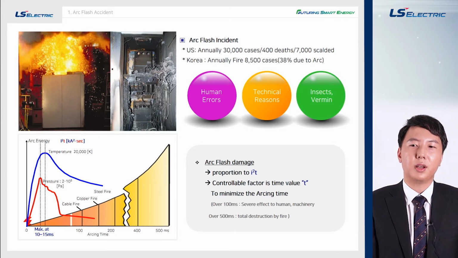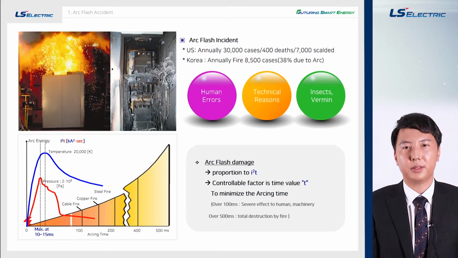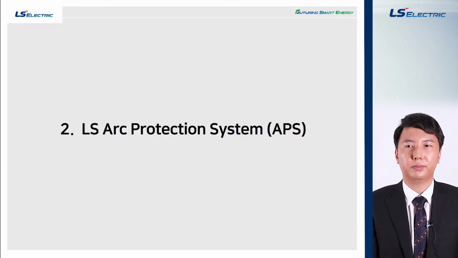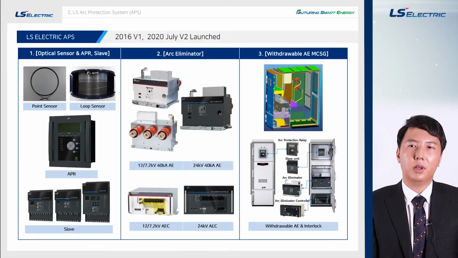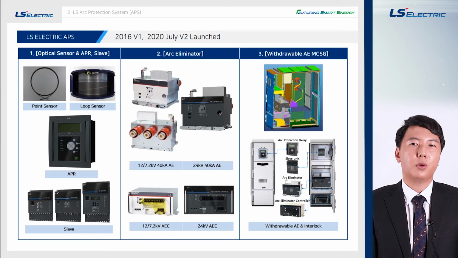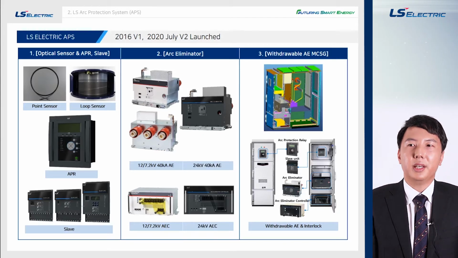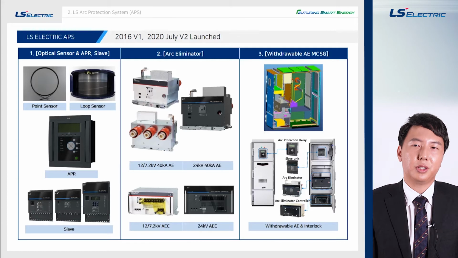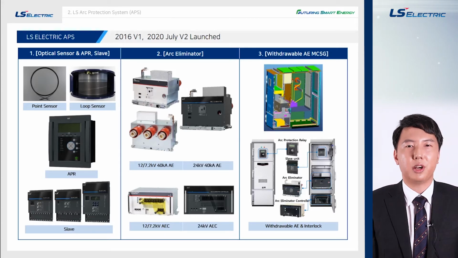LS Electric is the only company in Korea that successfully developed a world-class APS that can compete with other major players in the market. The image in the slide shows our range of APS products. After 3 years of research and development, most of the core technologies were self-developed. Ever since the V1 product was launched, it has been applied to various projects. To fulfill the growing demand in the global market, we have recently developed and launched the version 2 APS.